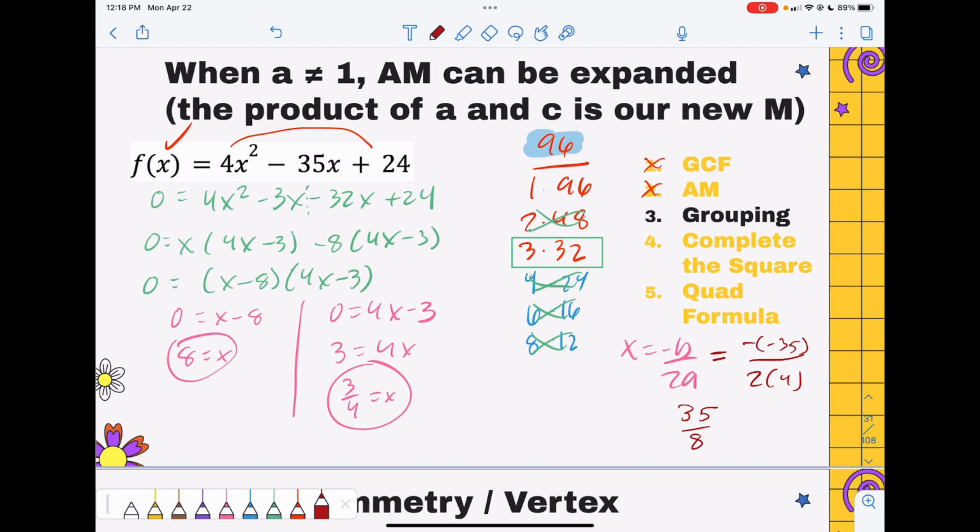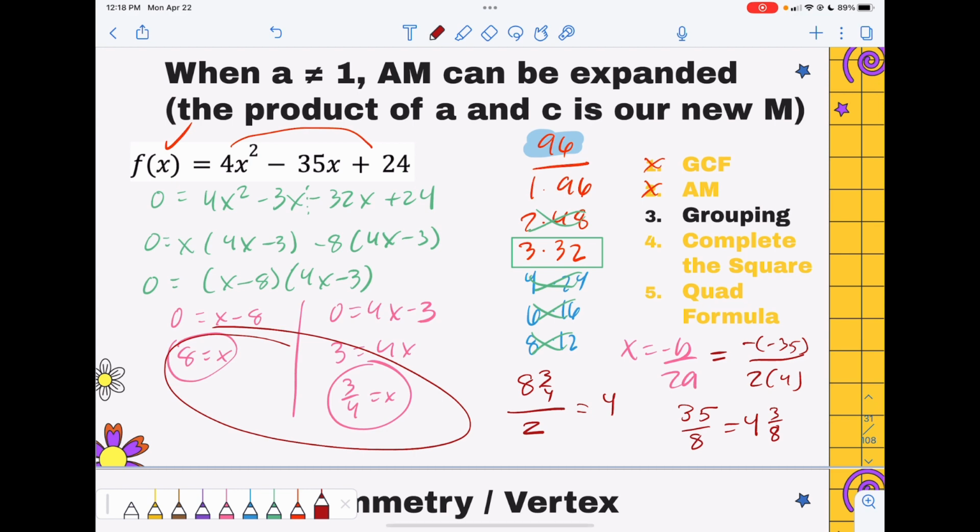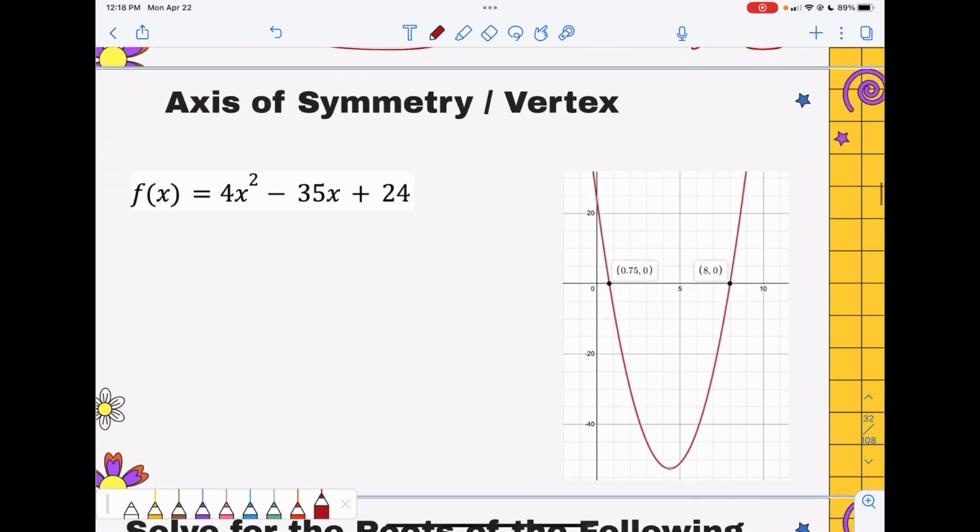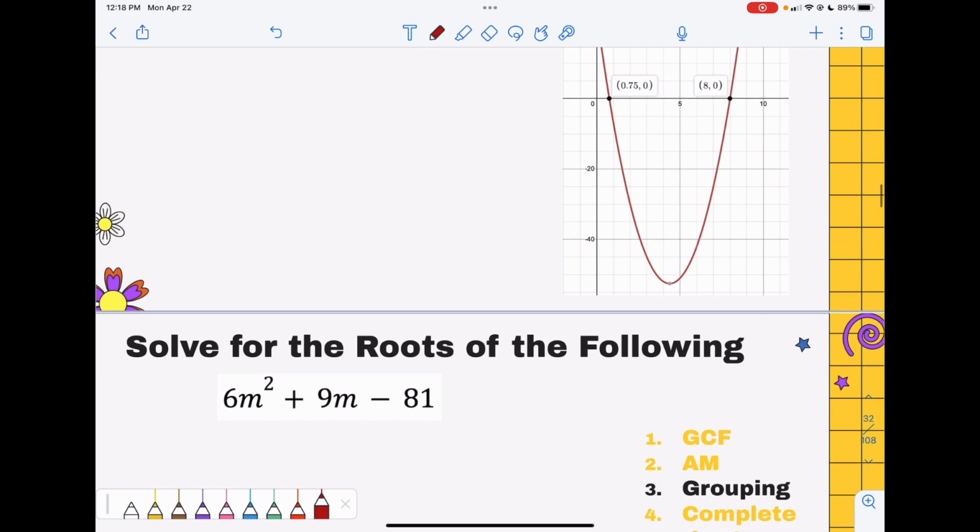35 does not divide by 8 evenly, so I am going to get 4 and 3/8, which makes sense to me, right? If I wanted to find the average of these two numbers, I would have 8 3/4, and then I divide it by 2. Well, 8 divided by 2 is 4, and 3/4 divided by 2 is 3/8, so I get the same thing. Isn't math amazing? I love math. All right, axis symmetry vertex, we just talked about that. Let's move on from that.